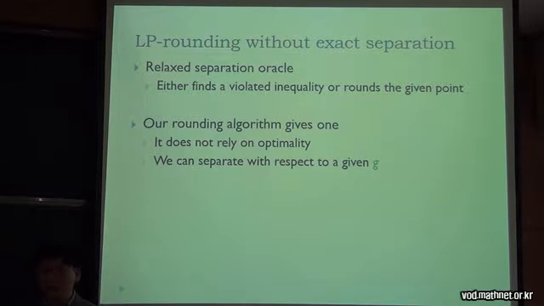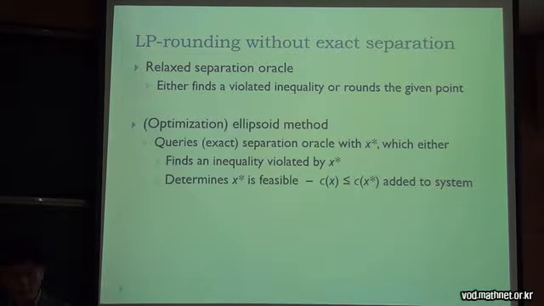But now what you're going to give instead is a relaxed separation oracle, which either correctly finds a violated inequality, or without deciding whether the current point is in the polytope or not, it will just find an integral solution whose cost is within a certain factor compared to the current point. And our rounding algorithm actually gives such a relaxed separation oracle because our rounding algorithm does not directly rely on the optimality of the LP solution. And we can separate with respect to any given partial assignment.